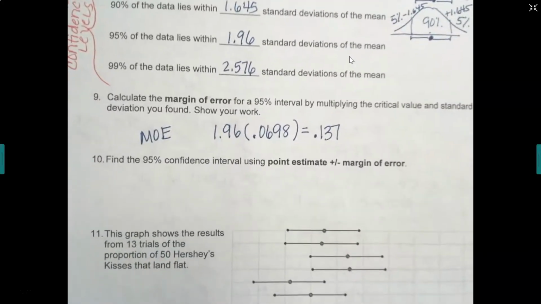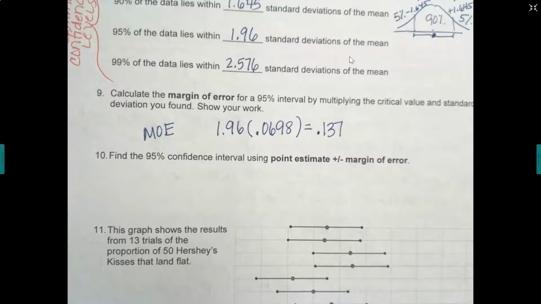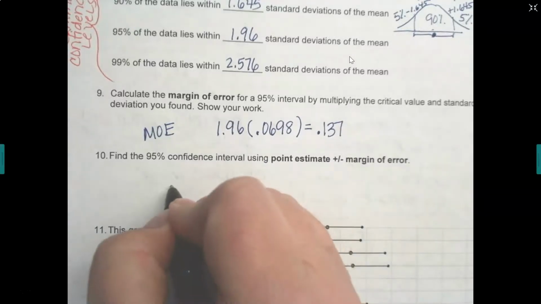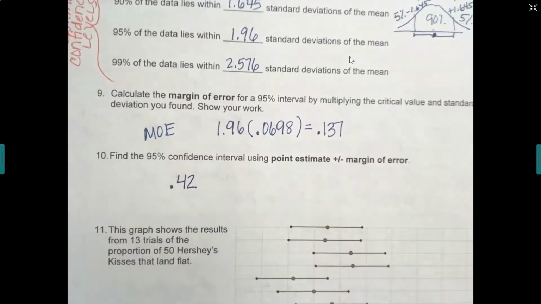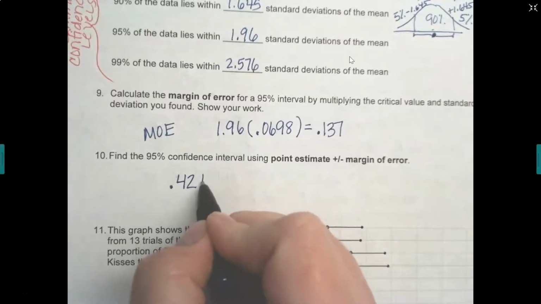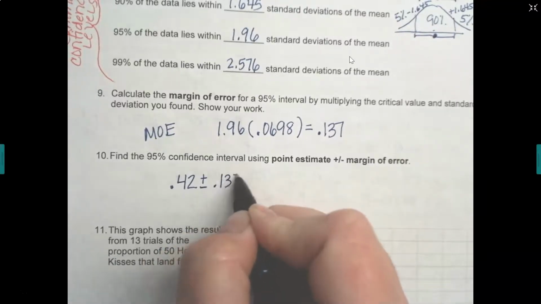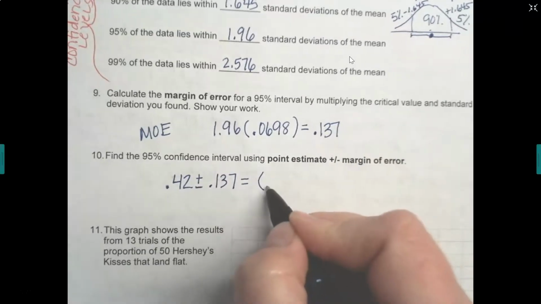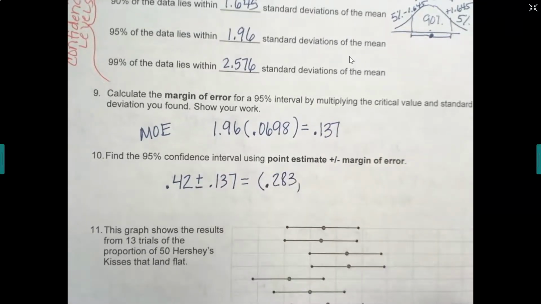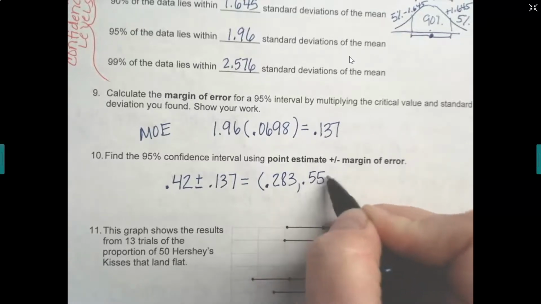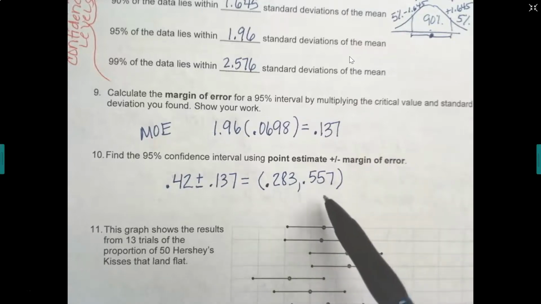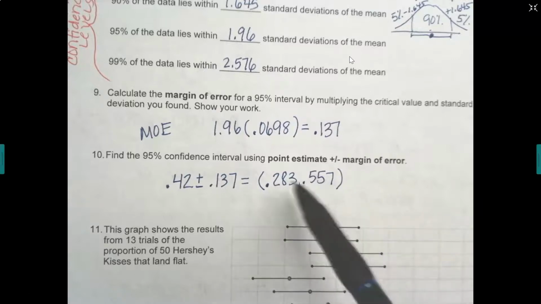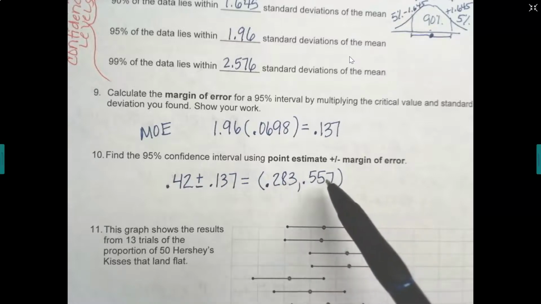Now, to make the interval, we're going to take that point estimate and add and subtract the margin of error, just like we did the other day. So our sample statistic was 0.42. Okay, and we calculated this margin of error. So we're going to add and subtract the 0.137, and it's going to give us an interval. The interval is often written like this, in parentheses, 0.283, 0.557. So what I'm saying is all the plausible values for the population parameter would be between these two numbers. In this case, the plausible values for the proportion of Hershey Kisses that land flat on their bases are between these two proportions.